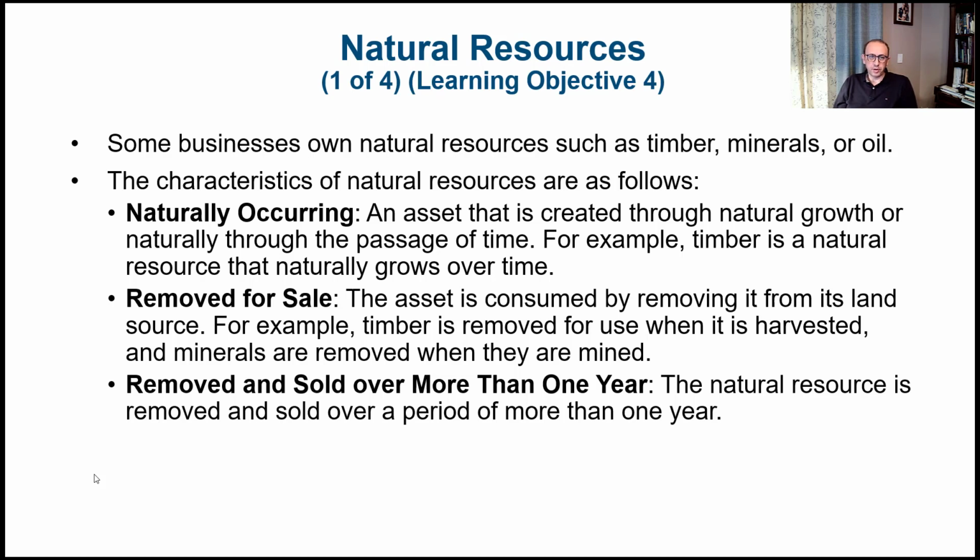First, they are naturally occurring. In other words, an asset that is created through natural growth or naturally through the passage of time. For example, timber is a natural resource that naturally grows over time. It is also removed for sale. The asset is consumed by removing it from its land source. For example, timber is removed for use when it's harvested and minerals are removed when they are mined.